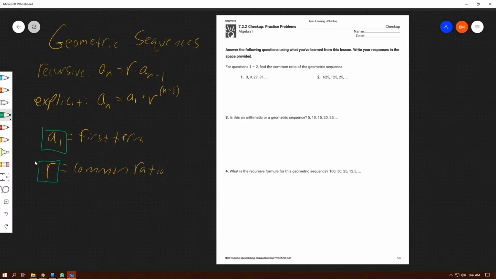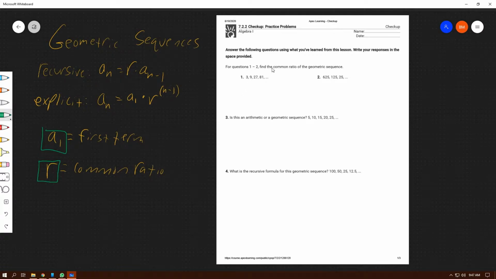a_1, that subscript 1, just means first term. If it was a_7, it would mean seventh term, so whatever that subscript is. r is a common ratio. I believe the previous section was arithmetic sequences and you dealt with common differences. Right, you're adding and subtracting. This is going to be common ratio, which is going to be multiplication and division. So it's the same concept you did last section, but with a little bit more multiplication and division.